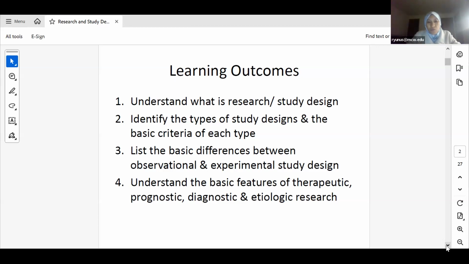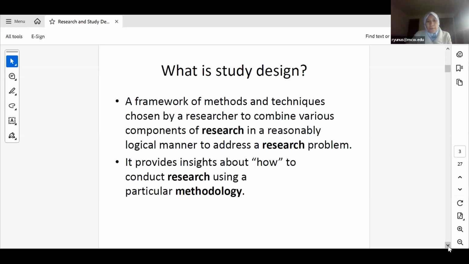Okay, and finally, we'll try to understand the basic features of therapeutic versus prognostic versus diagnostic versus etiologic research. So I'm not planning to spend too much time on number 4, but I think number 1, 2, and 3, these learning outcomes are more important. So we'll be focusing more on this.